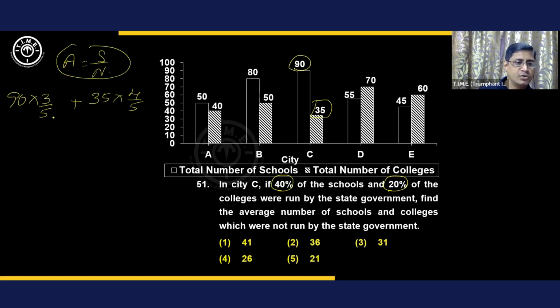Average to be found. So 5 goes exactly 18 times. The product of 18 and 3 is equal to 54. Here it goes exactly 7 times. The product is 28. Now simplify. 54 plus 28, that is 82. 82 by 2, the value is equal to 41.